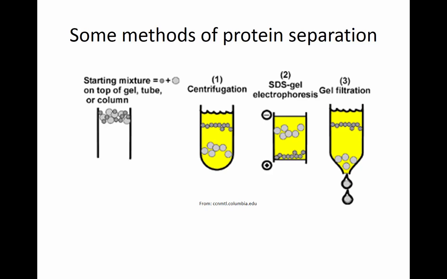So we can separate them by centrifugation, and we will be doing some centrifugation later. We can separate them by some kind of filtration, gel filtration or chromatography. We'll do that also later on in the semester. And we will separate them by SDS gel electrophoresis, or SDS-PAGE, as it is known. And that's what we're going to focus on this week.